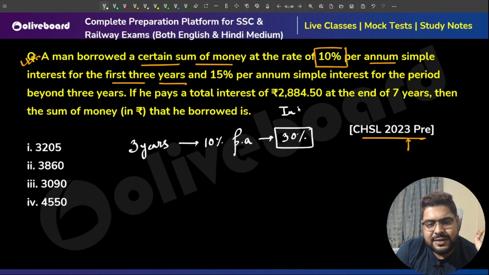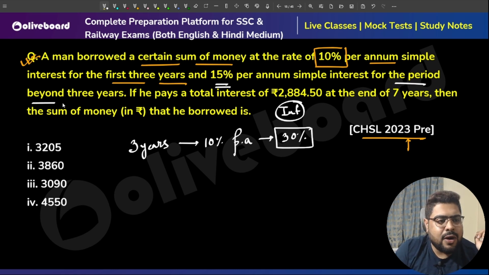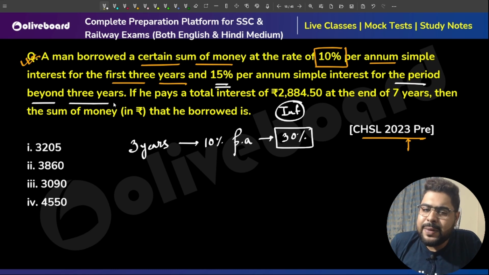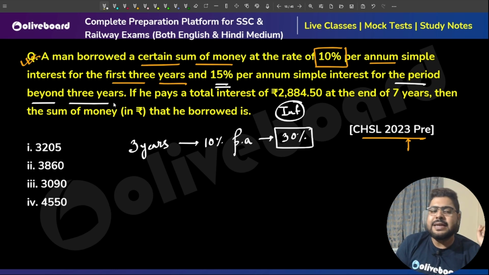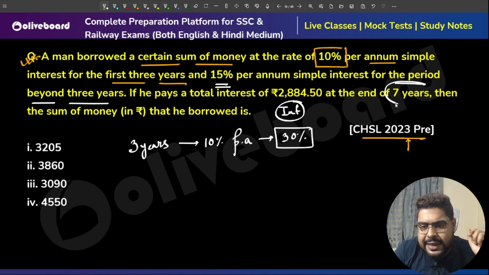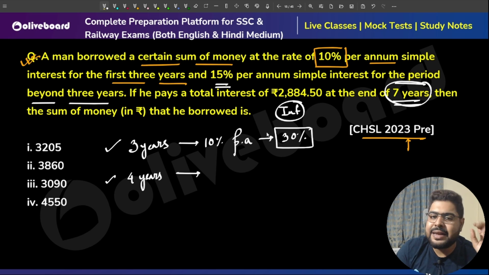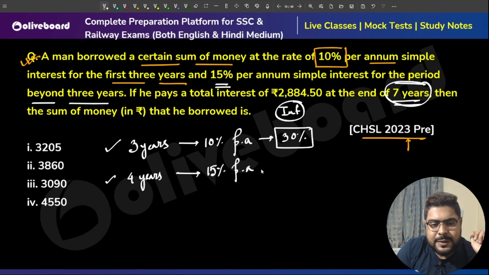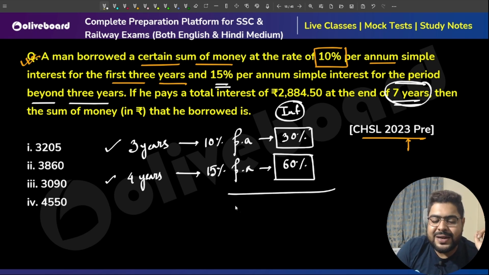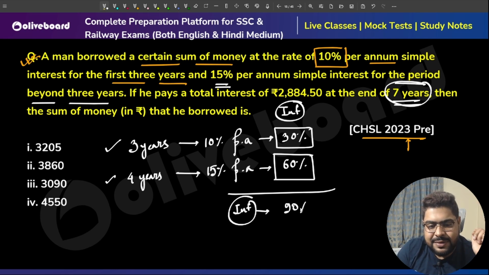So total interest we are calculating. 15% for the period beyond 3 years. So any period beyond 3 years is 15%. And he has taken the loan for 7 years. 3 years gone, so 4 years remaining, at 15% per annum. So for 4 years, it is a total of 60%. In terms of percentage, 30 here, 60 here, total 90%.